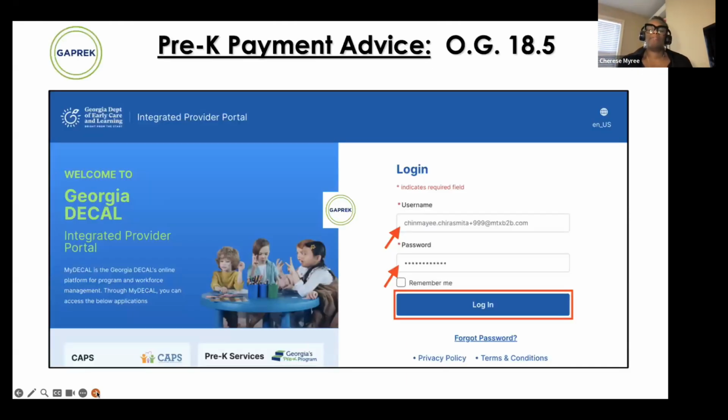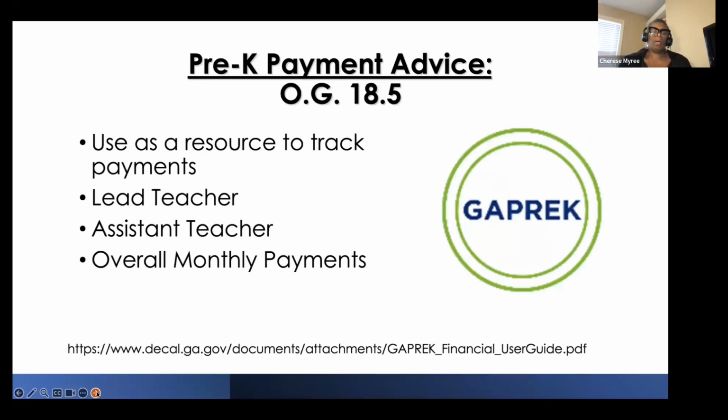So we talked a lot about payment advice. This is a screenshot of the portal in which you will be going in to enter your username and password, and you will get access to your payment advice for your organization. And when you do that, you want to use that payment advice to track payments for lead and assistant teacher and your overall monthly payments. So this is part of your supporting documentation to support how much you should have paid the teachers and how much you actually did receive from Georgia Pre-K.